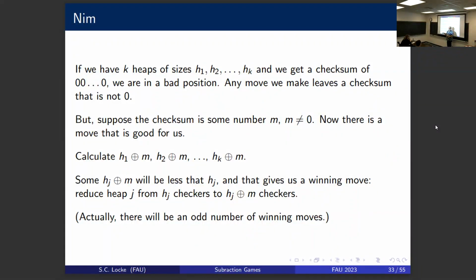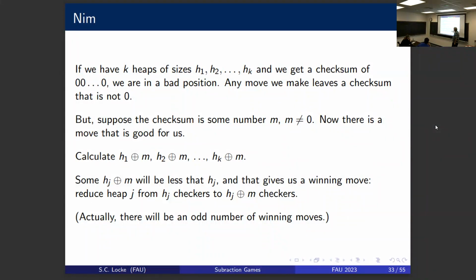Okay, I'm not going to go through the theory of that. It's not that hard, but I'm not going to go through it. But here's what you do. You calculate h1 plus m in this funny addition we're doing, adding them as if they're in base 2 with no carries. Calculate h1 plus m, h2 plus m up to hk plus m. For at least one of these, some hj plus m will be less than hj, and that gives us the winning move. We reduce heap j from hj checkers to hj plus m checkers. There actually will always be one that works. There'll actually always be an odd number of winning moves.